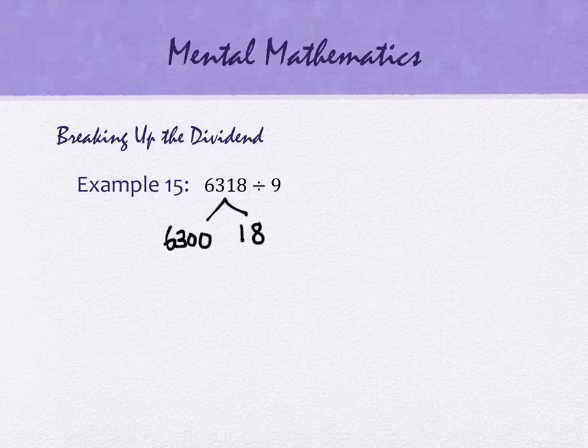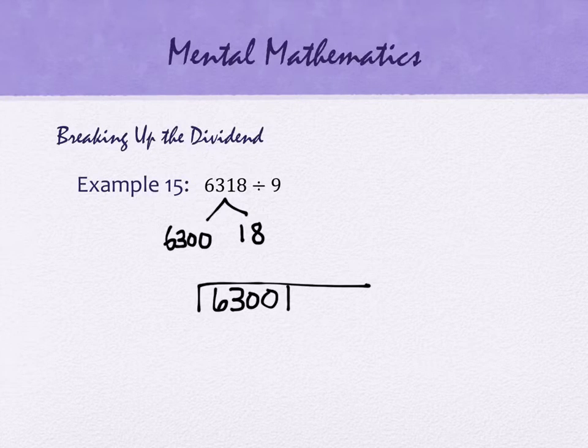Does that make sense? So if I divide this now as 6,300, and I'm just going to put a vertical line in between them and the 18, and I'm dividing them both by 9, what is 6,300 divided by 9?